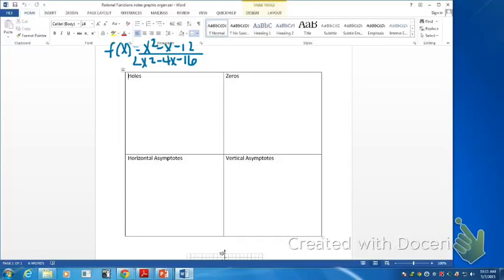Okay, we have x squared minus x minus 12. How can we factor that? (x minus 4)(x plus 3). Okay. Using our x method. Thank you, Sarah.